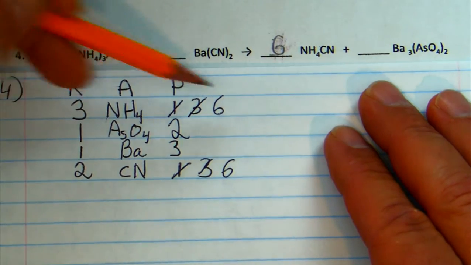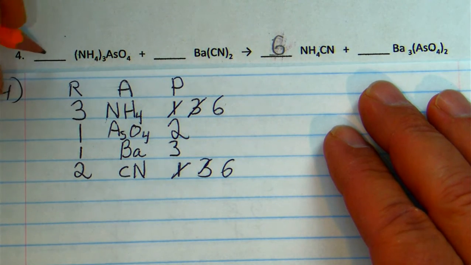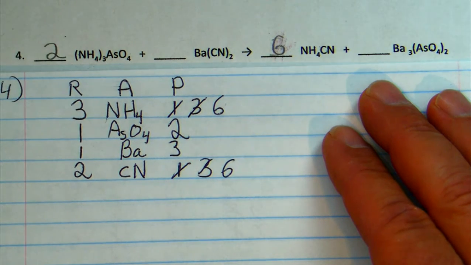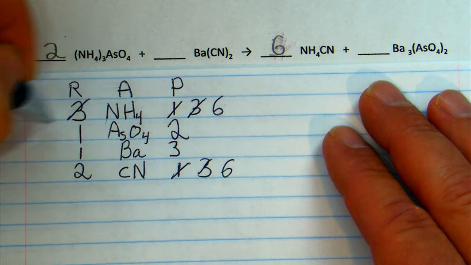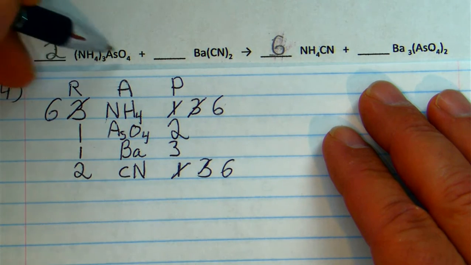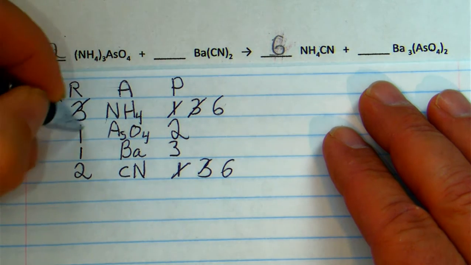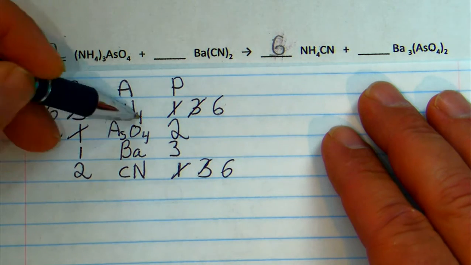I have 6 ammoniums on the right, only 3 on the left, so I'm going to double the ammoniums on the left and update my rap sheet. So 2 times 3 is 6 on the left. 2 times 1 group is 2 on the left for the arsenates.